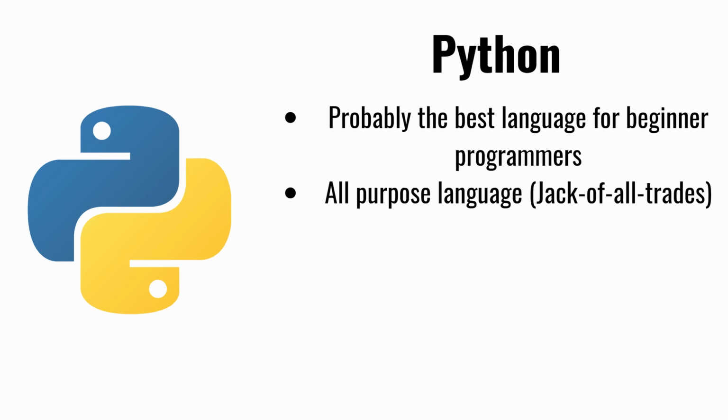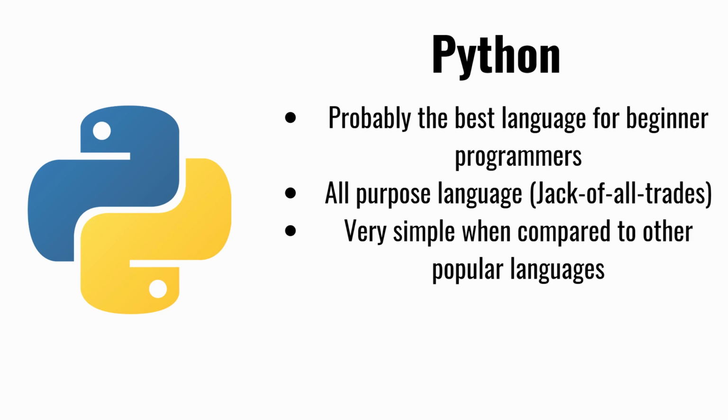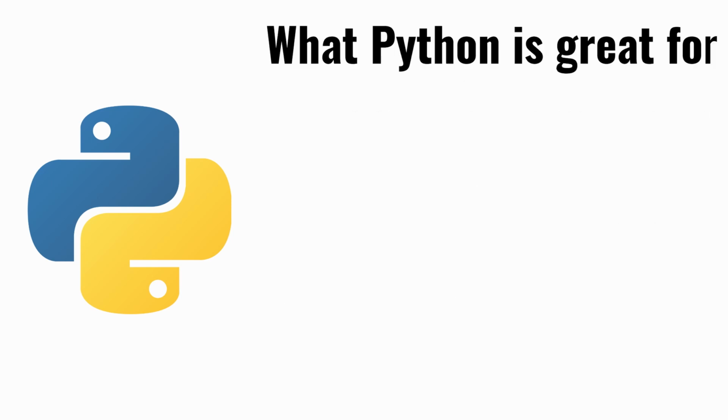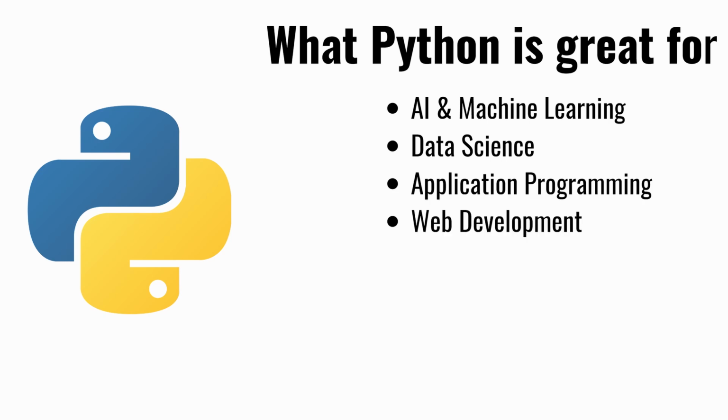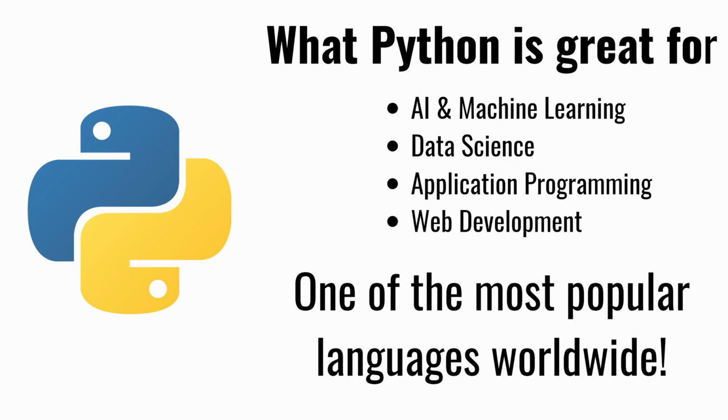Python is an all-purpose programming language, meaning you can program a huge variety of different things with it, and it's extremely versatile. It is much simpler than other popular languages, but can still do some extremely powerful things. Python emphasizes readability, meaning it reads a lot like English and can be learned very quickly. Although Python is all-purpose, it excels especially in the following industries: AI and machine learning, data science, application programming, and even web development. All of these fields are very high in demand at the time this video is being uploaded, making Python one of the most popular, if not the most popular, programming languages in the world.